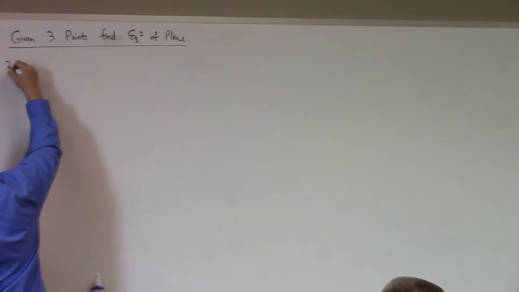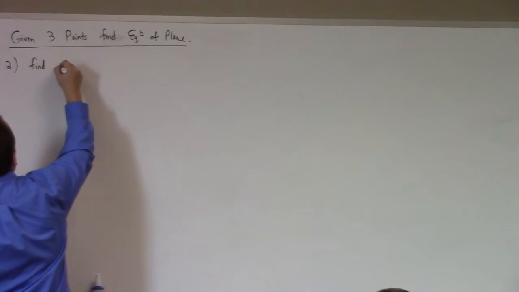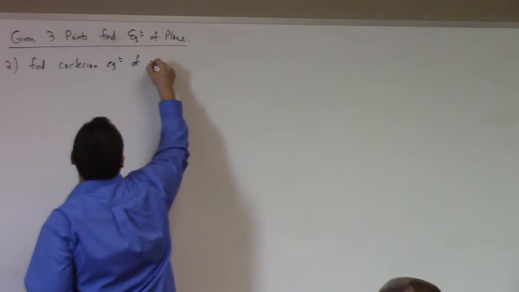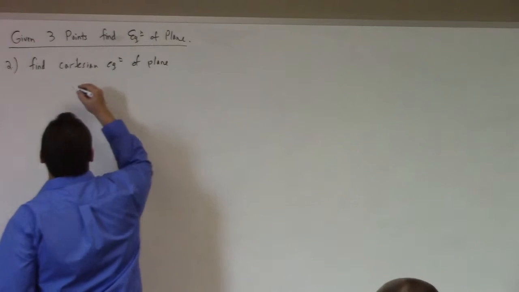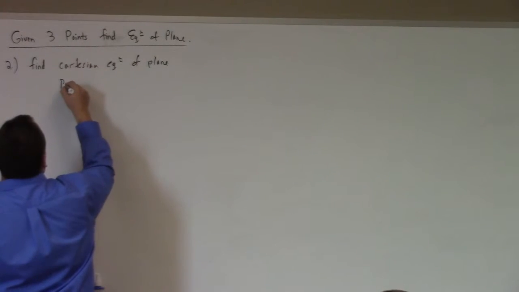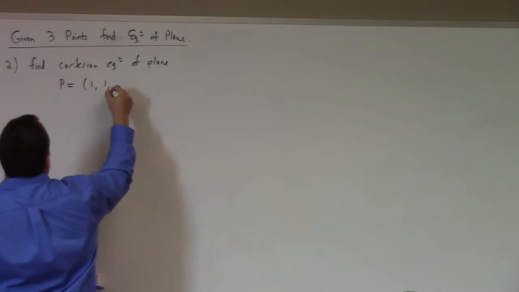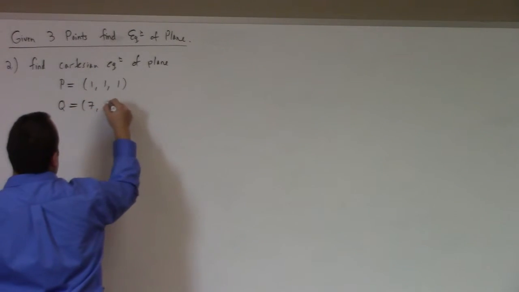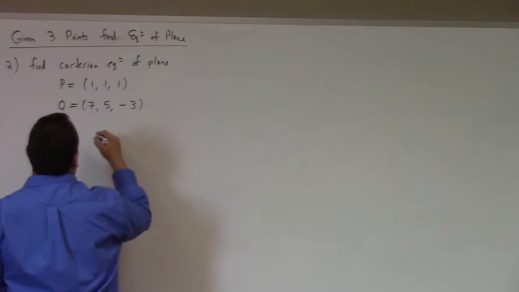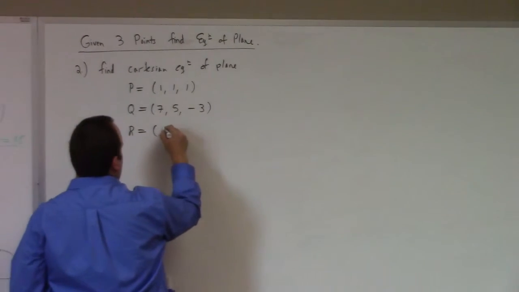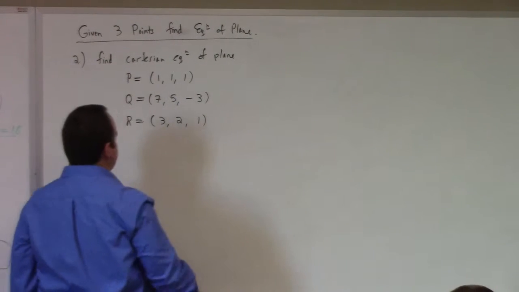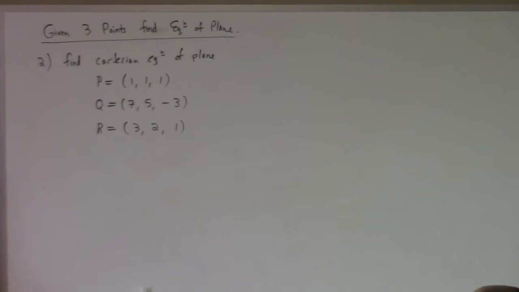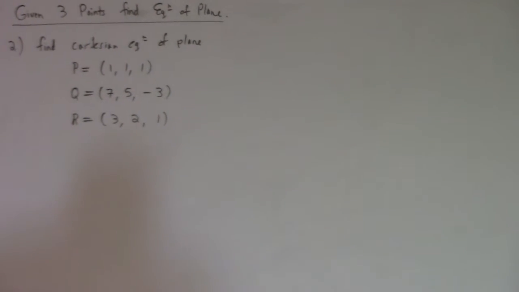2. So find the Cartesian equation of a plane. Now we need 3 points. Let's say P is equal to (1, 1, 1). Let's say that Q is equal to (7, 5, -3). Let's say that R is equal to (3, 2, 1). We want to find the equation of the plane containing these 3 points. Cartesian equation, okay? How do you do it?